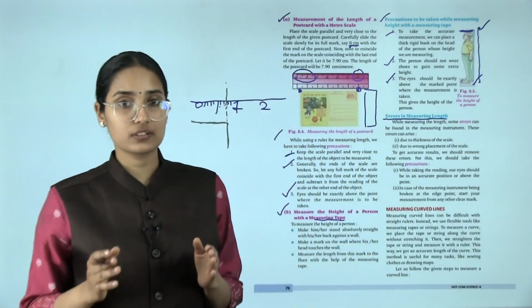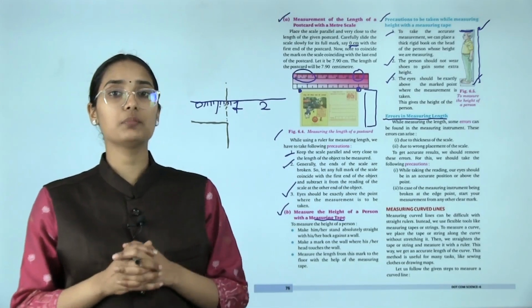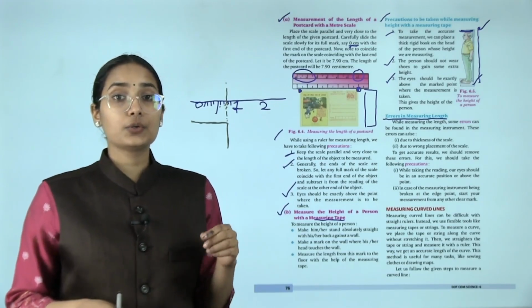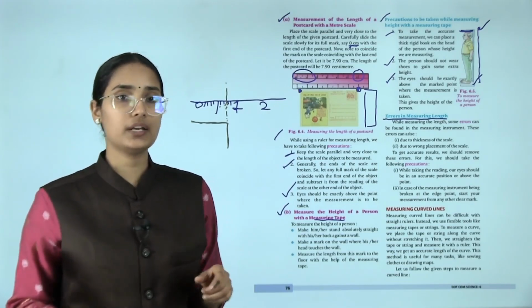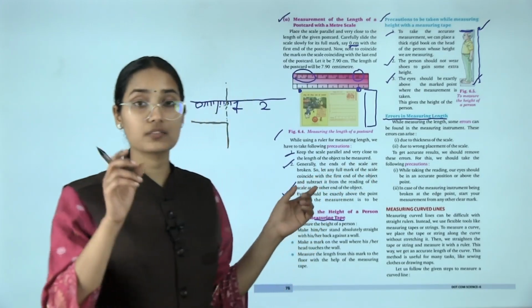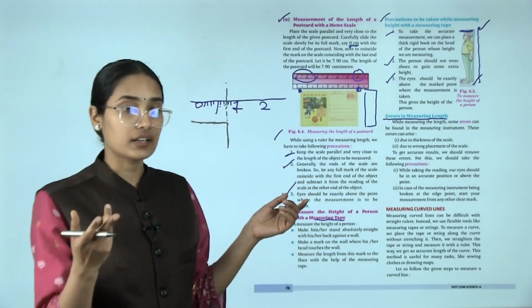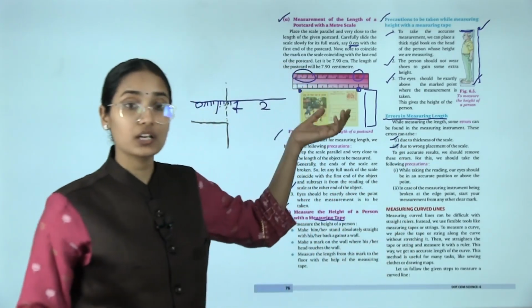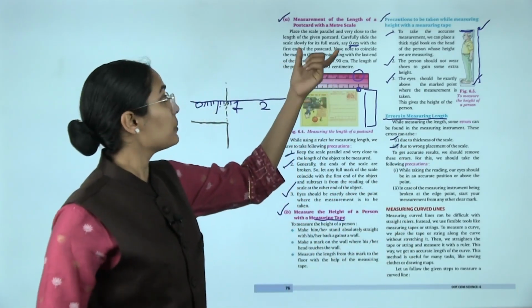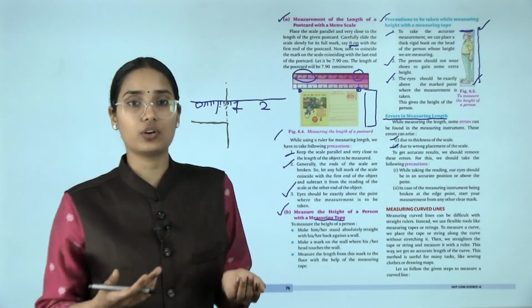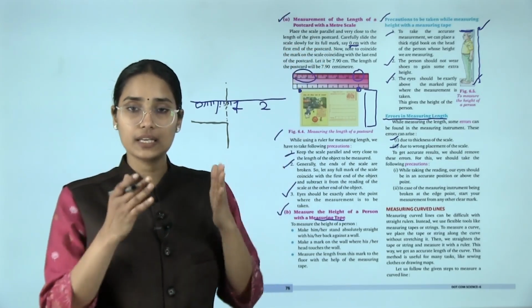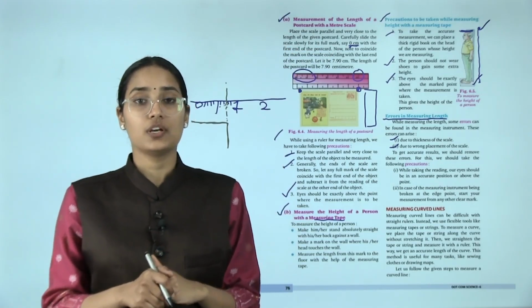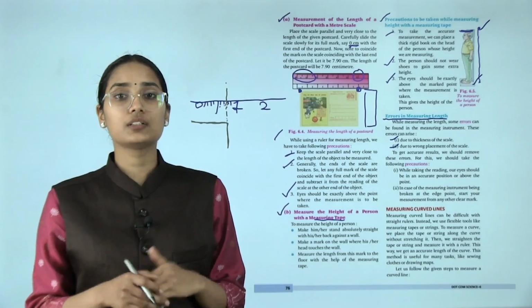So, while we measure length, some errors can be found in the measuring instrument. These errors may arise due to the thickness of the scale. When the scale is thick, the error can arise. Due to wrong placement of the scale, the measuring tape or the meter scale can itself be wrong. There is a possibility that the scale is itself wrong. To get an accurate result, we should remove these errors, and for this we should take the following steps.